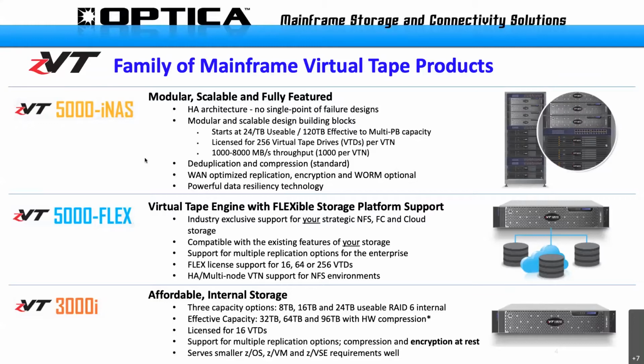The 3000i finally is what we would consider our entry level. It is an all-in-one 2U appliance. You can have 3 capacity sizes in the 3000i: 8 terabyte, 16 terabyte, and 24 terabytes of capacity. Those are usable specifications. So if you consider hardware compression, you're talking about effective capacity of 32 terabytes, 64 terabytes, and 96 terabytes. So you can actually cover quite a bit of capacity with our 3000i. It's a very nice solution to replace physical tape and older virtual tape systems. And of course, all 3 of these models are compatible with all of the operating systems, in particular VM and VSE.